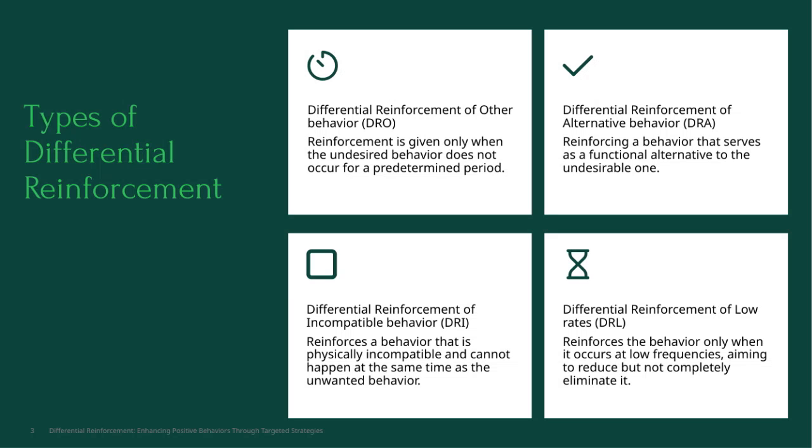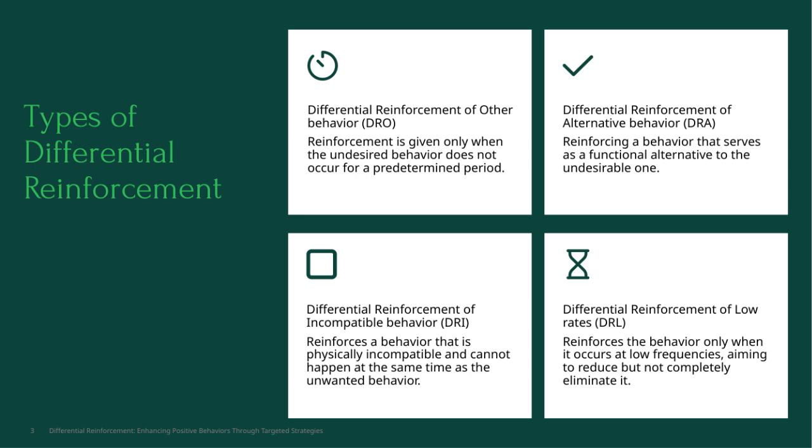Now, let's talk about the different types of differential reinforcement and how each one works. First, we have differential reinforcement of other behavior, or DRO. This involves giving reinforcement only when the undesired behavior doesn't happen for a set amount of time. Essentially, it encourages the absence of the problem behavior. Next is differential reinforcement of alternative behavior, or DRA. Here, we reinforce a behavior that serves as a positive alternative to the unwanted one. We're not just focusing on stopping the negative behavior, but promoting a better replacement.